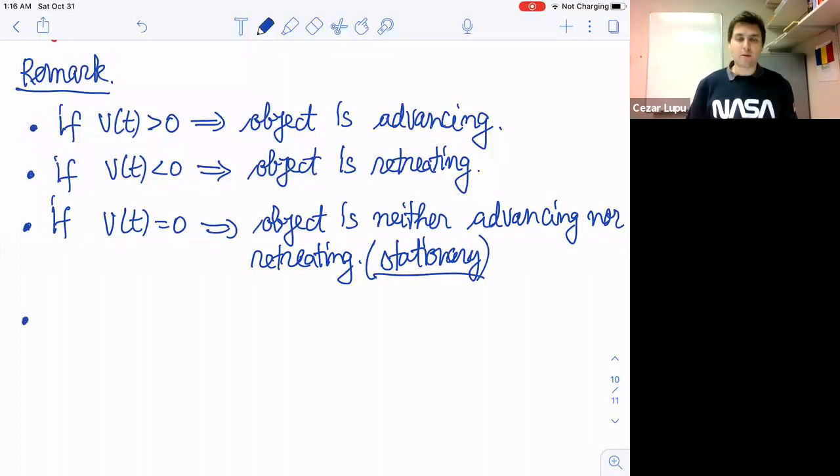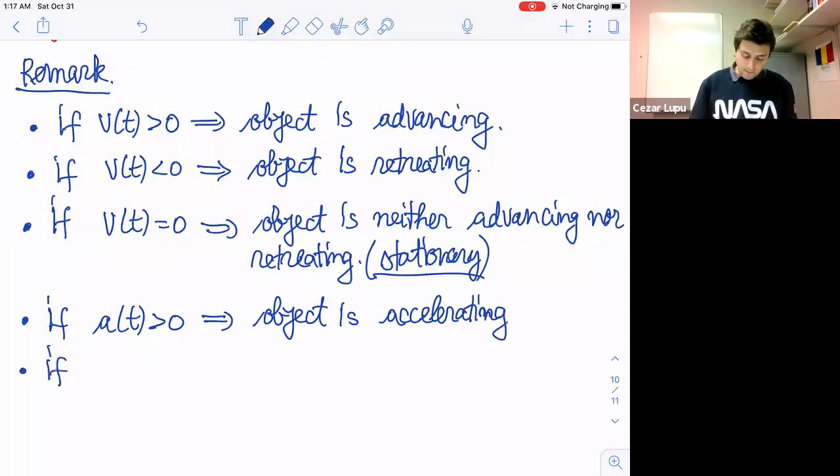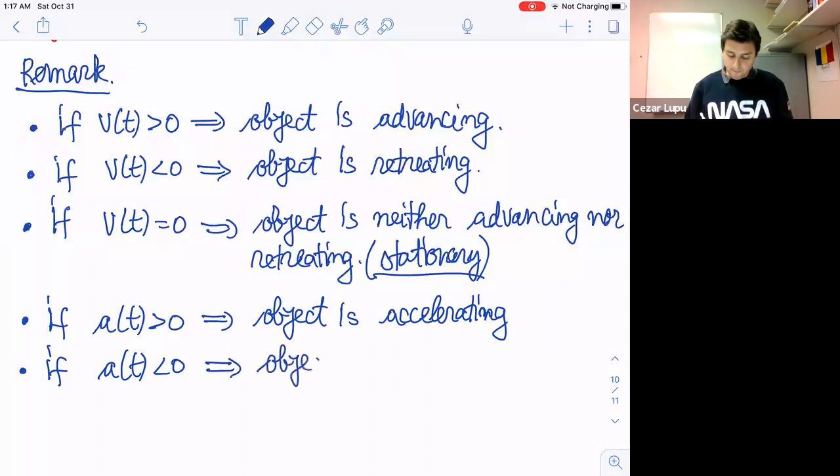And now let's work with the acceleration. If a of t is positive, then the object is accelerating. And if a of t is negative, then the object is decelerating.